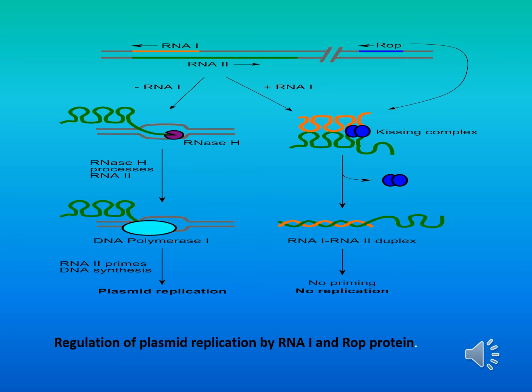Now when the copy number of the plasmid increases, RNA1 is also transcribed from the other strand of the DNA molecule. This RNA1 and RNA2 are complementary in sequence, which is why they form a hybrid. When the RNA1 and RNA2 hybrid is formed, RNA2 is not able to bind at the ORI region and start replication. This hybrid of RNA1 and RNA2 is stabilized by the Rop protein. In this way, the Rop protein controls the replication of this plasmid.